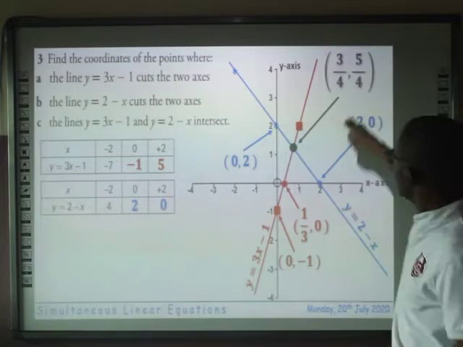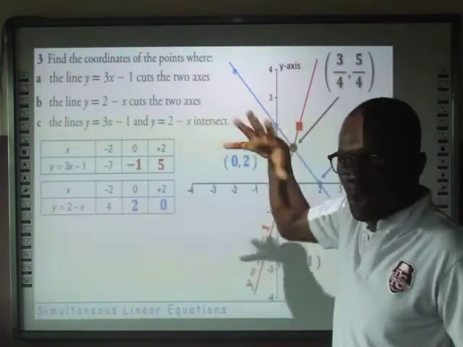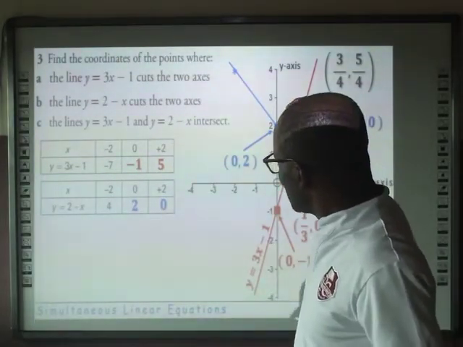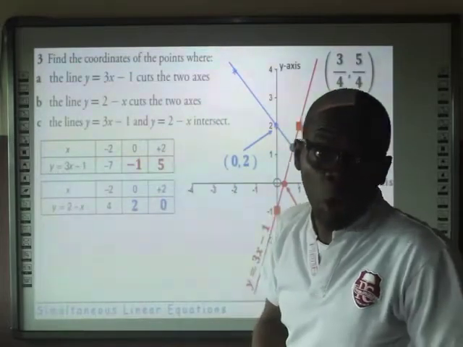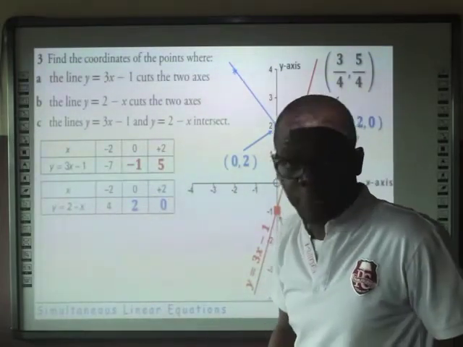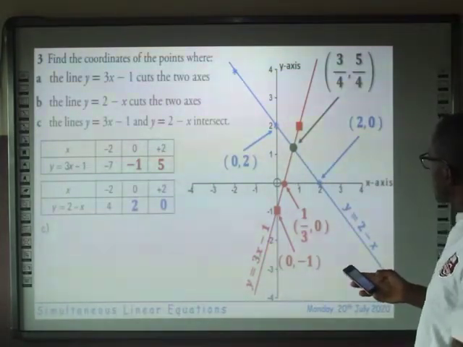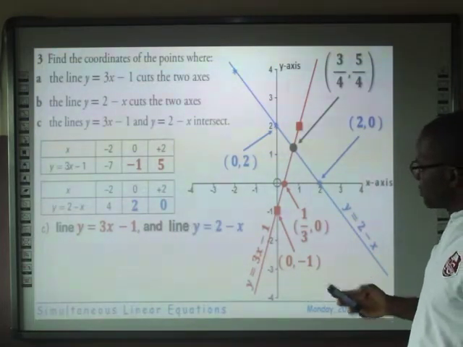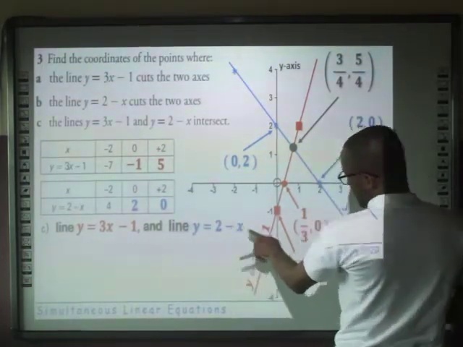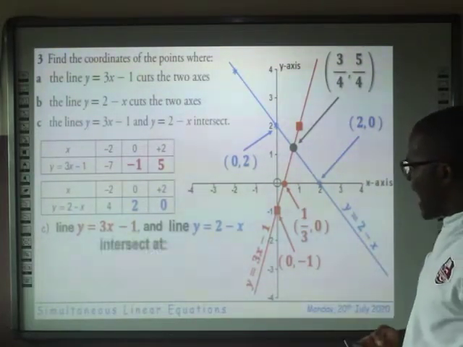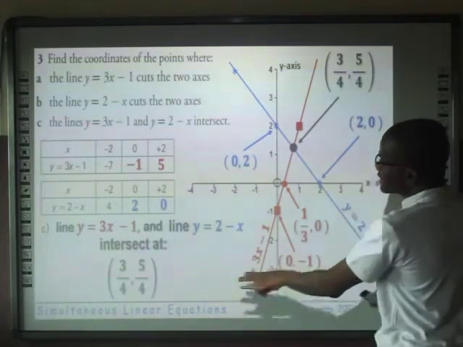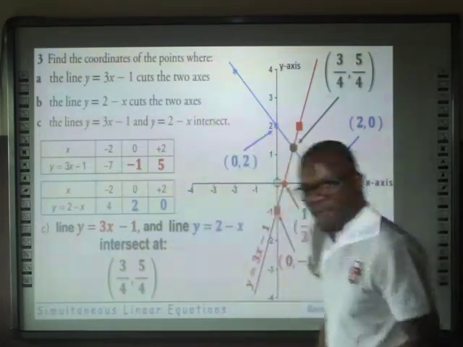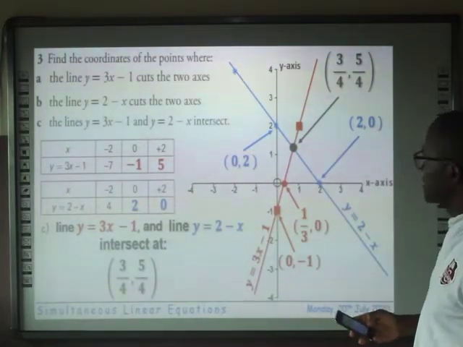The coordinates at that point is a fraction. But don't worry, if you actually drew a graph, you just pinpoint that particular point of intersection, or if you use the algebraic method, either the elimination method or the substitution method. So there you go. The lines y is equal to 3x minus 1 and y is equal to 2 minus x, that is the red and blue lines, they intersect at this point with the coordinates 3 over 4 and 5 over 4. Meaning the x coordinate is 3 over 4 and the y coordinate is 5 over 4. And that's it, and we're done.